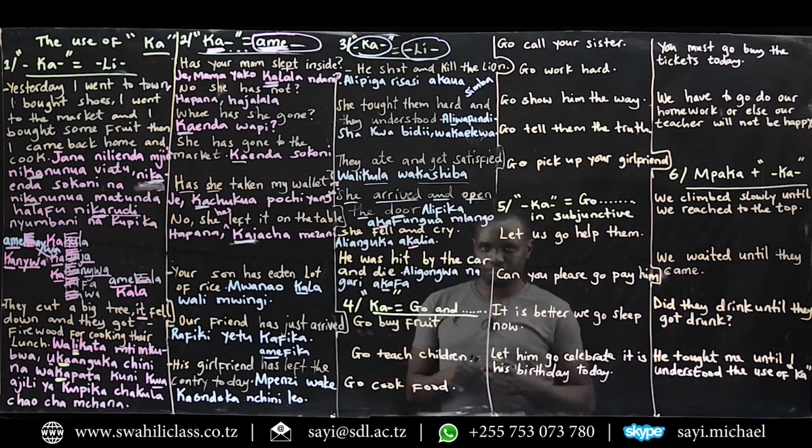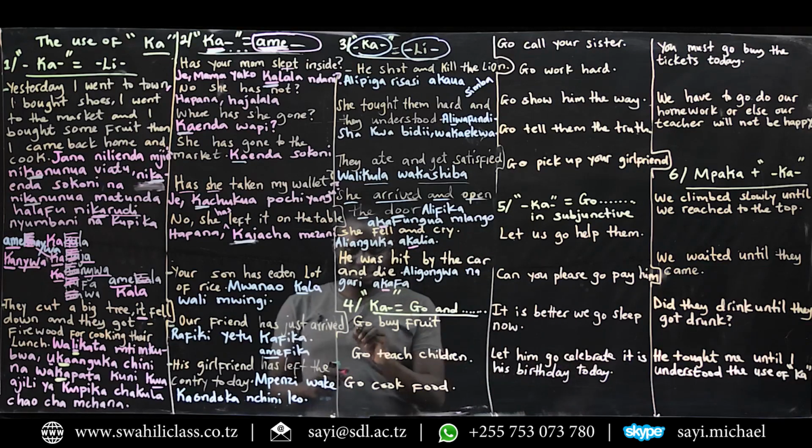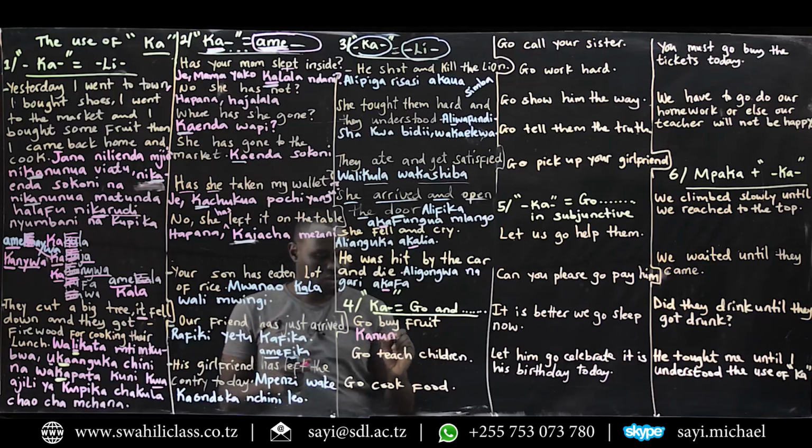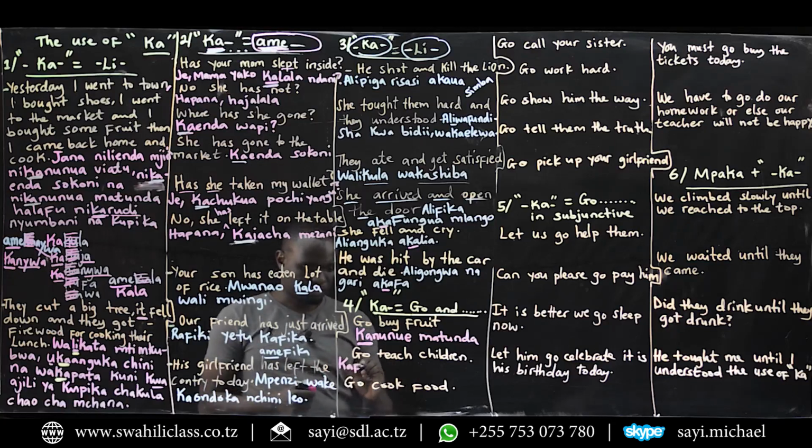Okay, so go do something. Go buy fruit. Maybe you tell someone, go buy fruit. You say, just ka. I told you, just the ka means go do something. So ka, buy fruit is nunua matunda. Nunua is buy. You remember? Nunua, but we have ka here. And because we have ka, we'll change nunua to nunue. Kanunue matunda. Go buy some fruits. Go teach children Swahili. Ka. Go teach children. Kafundishe watoto.